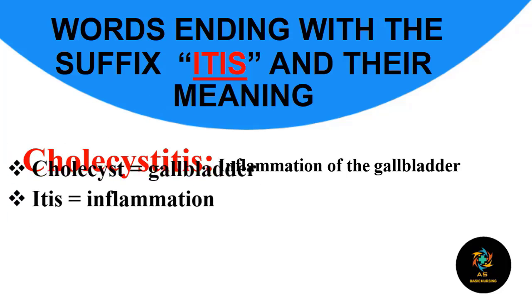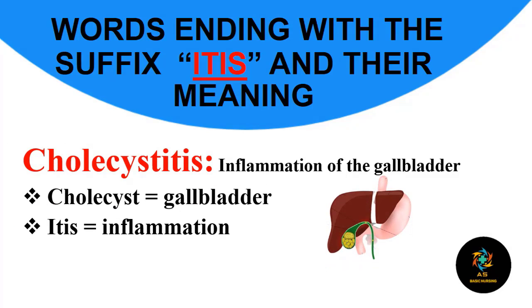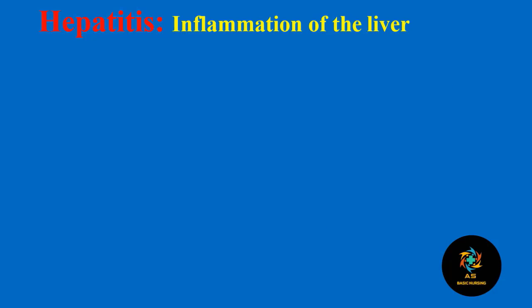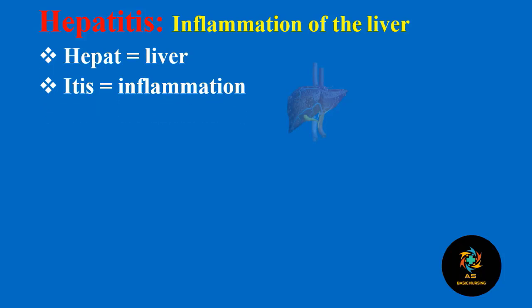The first example we have here is cholecystitis, which simply means inflammation of the gallbladder. Cholecys meaning the gallbladder and itis meaning inflammation. The second example is hepatitis. Hepatitis is the inflammation of the liver. Hepat, which simply means the liver, and itis meaning inflammation.